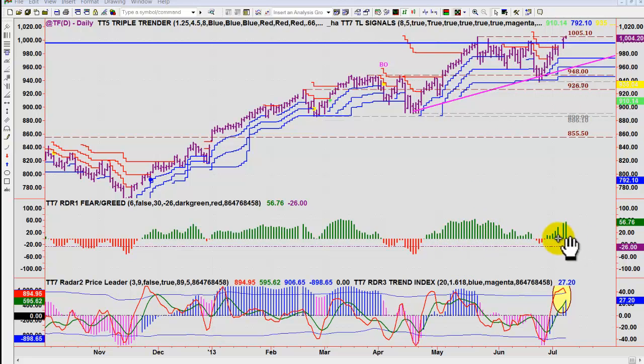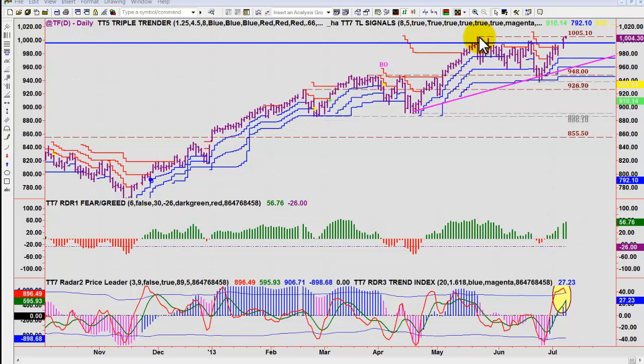And there is significant buying strength still in the Radar 1 Fear Greed indicator. The caveat that I see is that the price leader, Radar 2, is currently extremely overbought and the fast line is heading back down. So we may not see an immediate test of this level or a successful breakout of this level. This is showing us that we're setting up for a trend exhaustion 1 overbought sell signal.